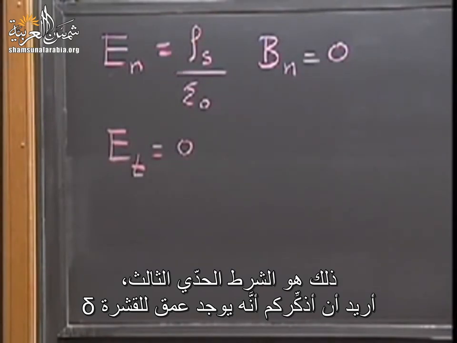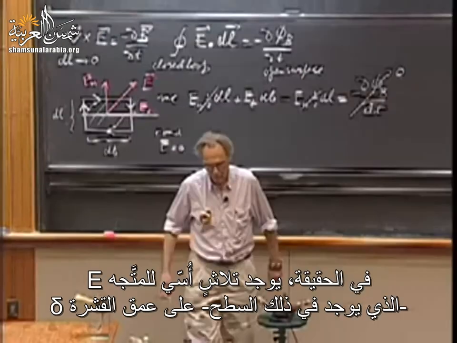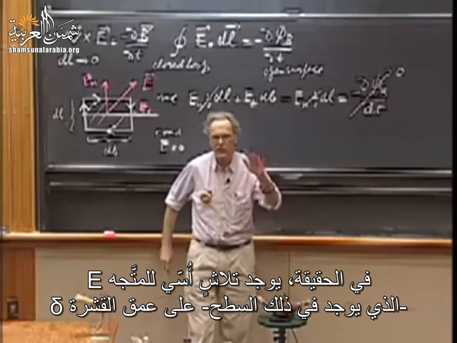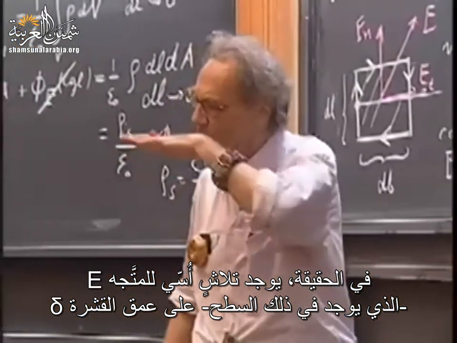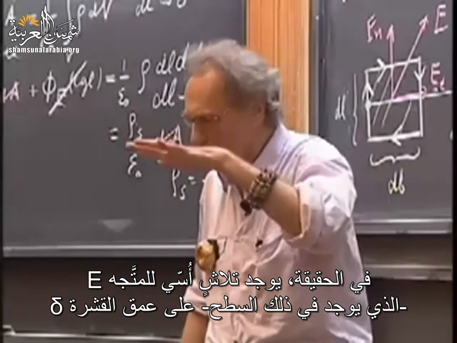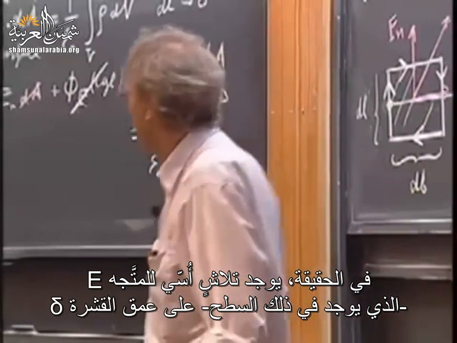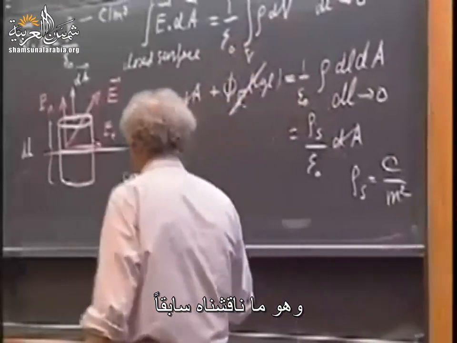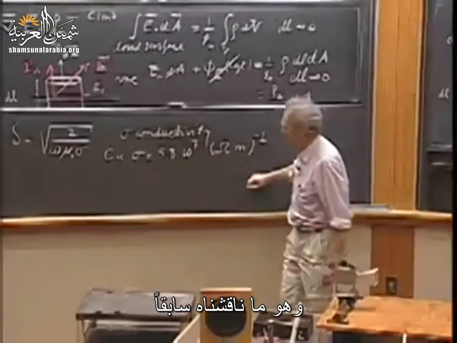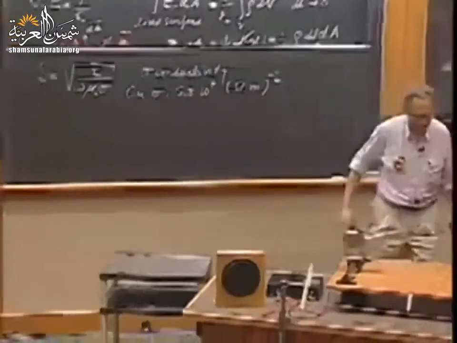I want to remind you, though, there is this skin depth. So in reality, there is an exponential decay of this E vector that is in the surface that decays exponentially over that skin depth delta that we discussed earlier. That is that skin depth.